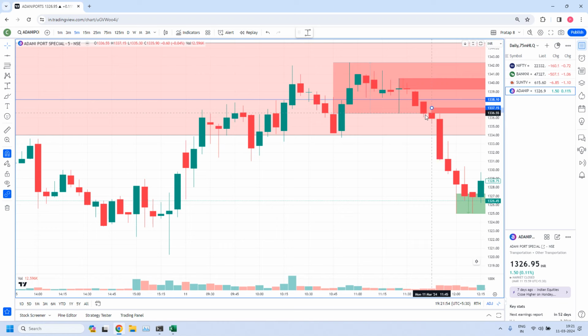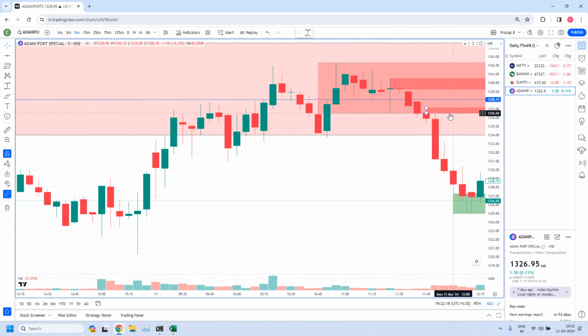Type 3 means exactly within this zone, like this. So type 3 in 5 minutes, so that risk is minimized. At the same time, exactly this zone is fit within this 15 minute zone. So the 5 minute zone is exactly overlapped inside the 15 minute zone. Now this could be your entry point.